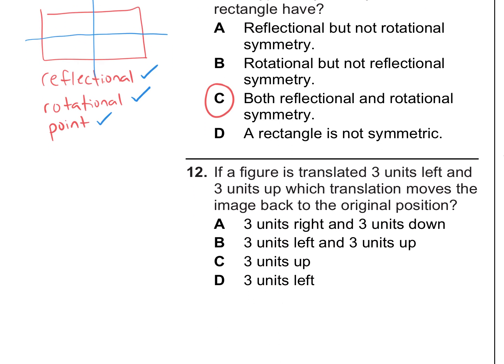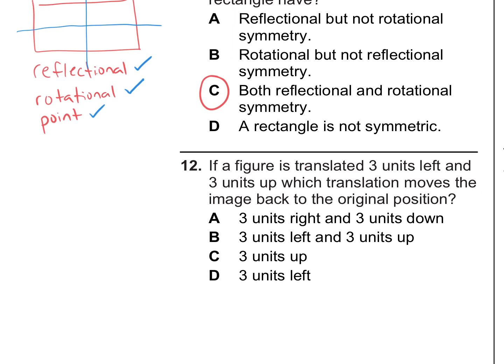Number 12, it says if a figure is translated, remember translated just means moved left, right, up, and down, 3 units left and 3 units up, which translation moves the image back to the original position? How did you get A? Or why did you pick A? Think opposite, right? You're going backwards. Okay, so what's opposite of 3 units left? 3 units right. What's opposite of 3 units up? 3 units down. Yep, so you do get A.